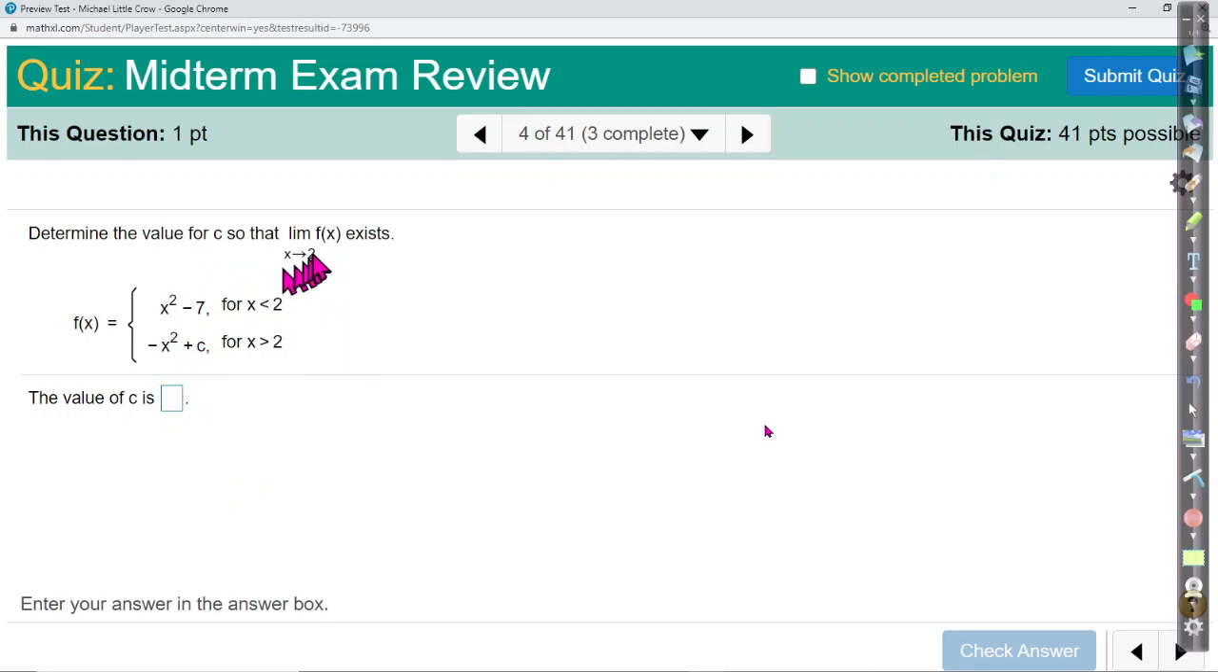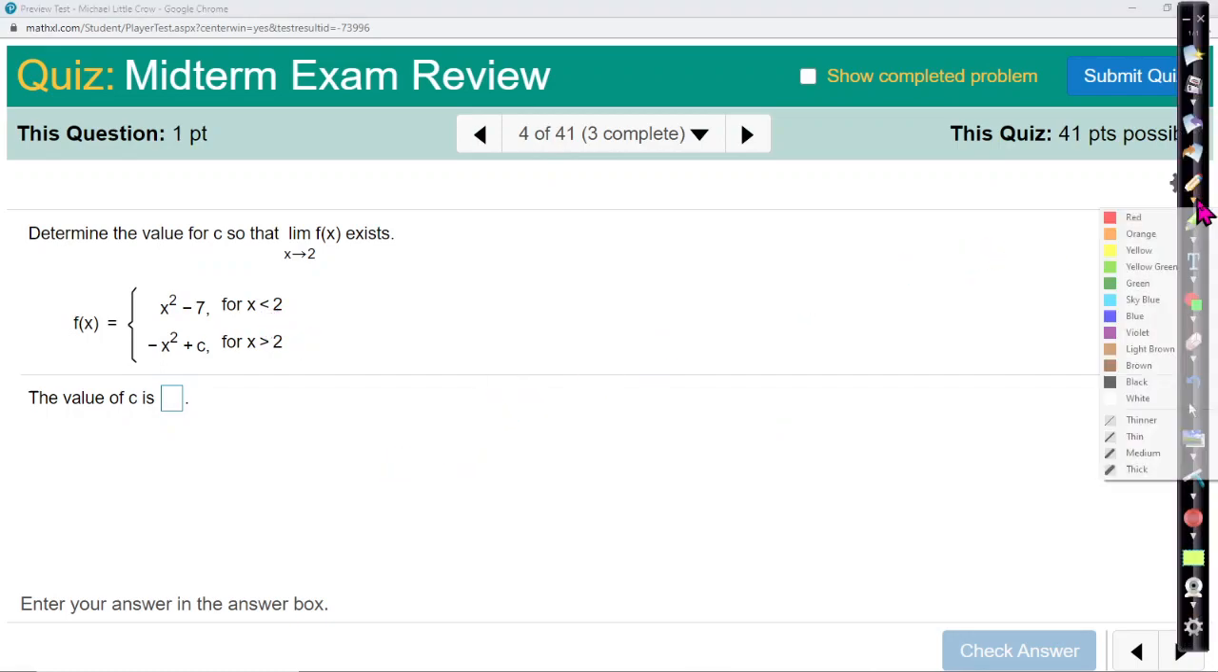But if we're going to have something so that the limit were to exist, we would need the top function, where x is less than 2, so this is coming from the left. And this one is from greater than 2, so we'd be going this way. So what do we need c to be?